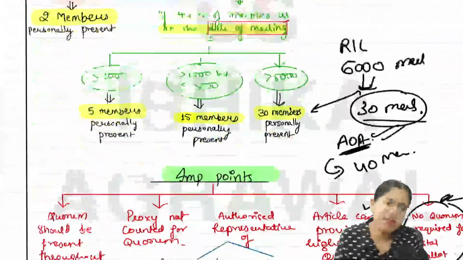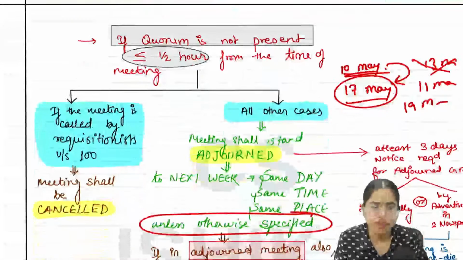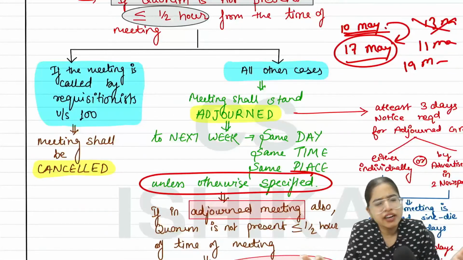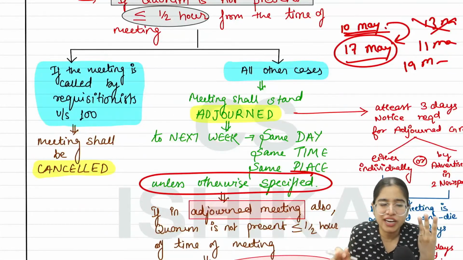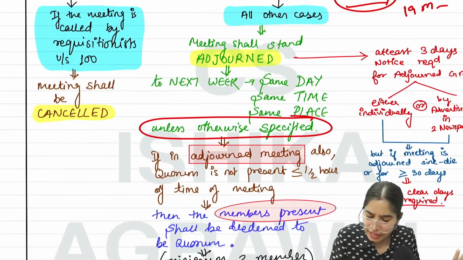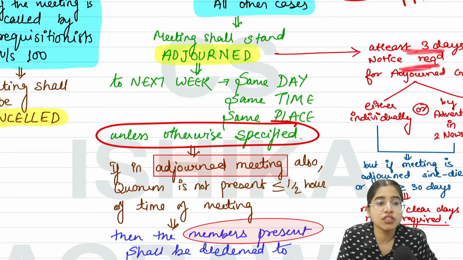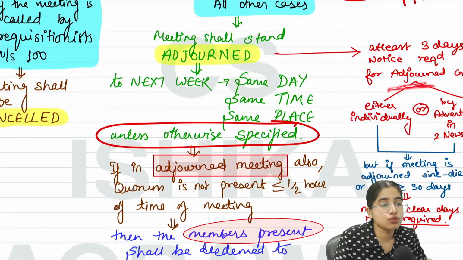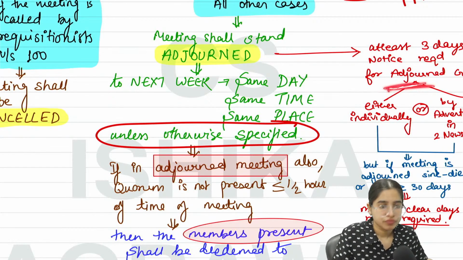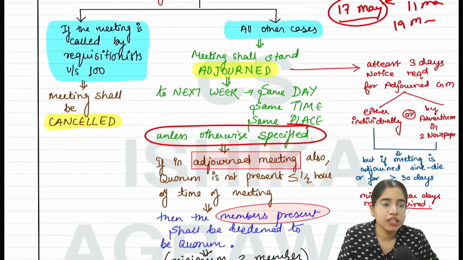But for an adjourned meeting also, do you have to give 21 days notice? The answer is no. For an adjourned meeting it's okay if you give just 3 days notice. So for an adjourned meeting you need to give a minimum of 3 days notice. You need to give a minimum of 3 days notice for the adjourned general meeting.